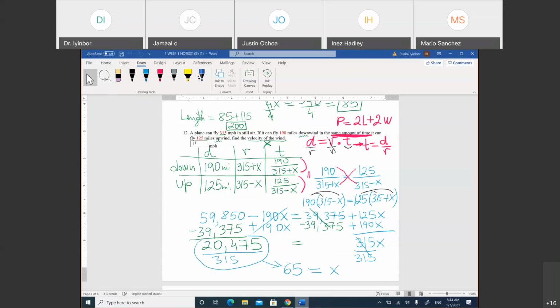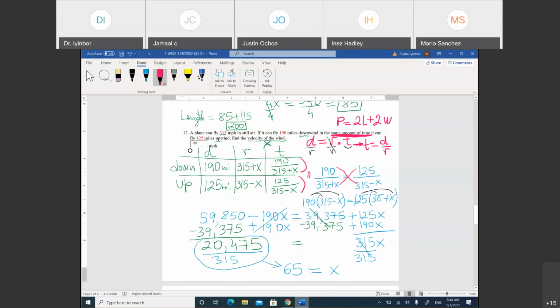I know it's a little longer, and I told you I'm going to give you a different way, a little shortcut. For a scenario like this, when they give you upwind, downwind, or a boat going down the river or up the river, and they give you the distance and say the time is the same going up and down, you can solve it with a shortcut. You ready for the shortcut?